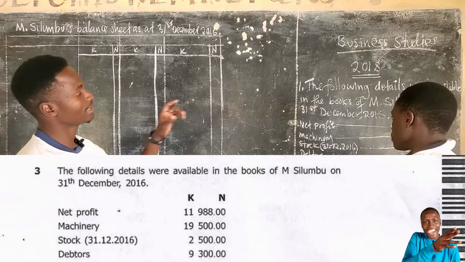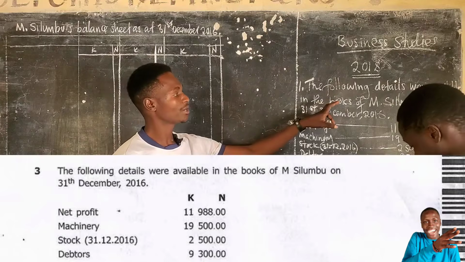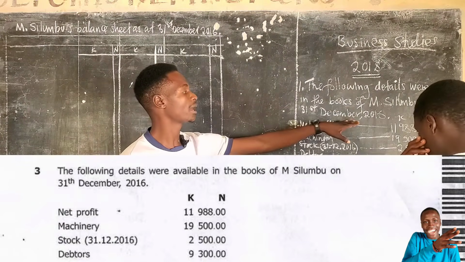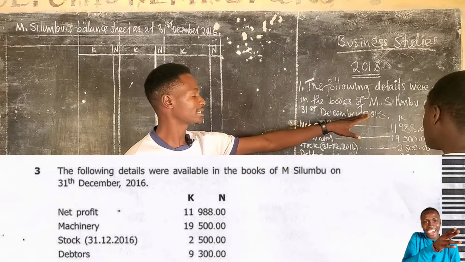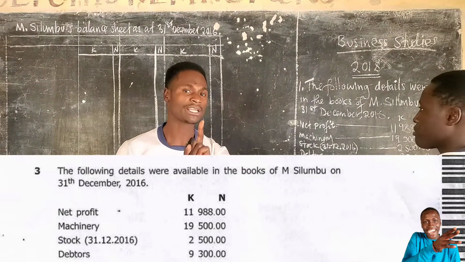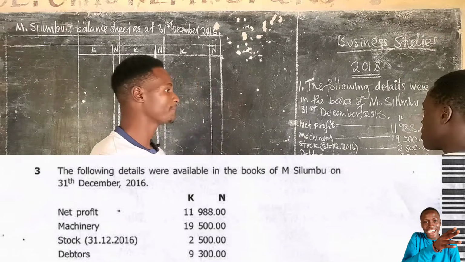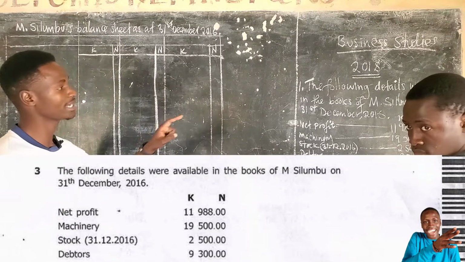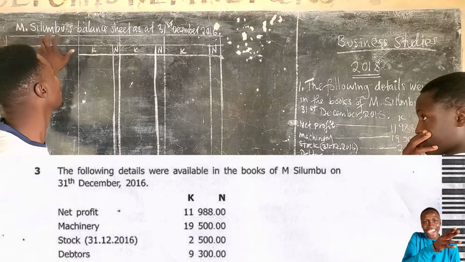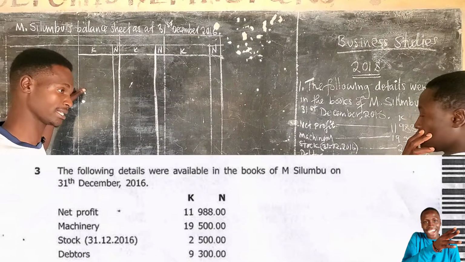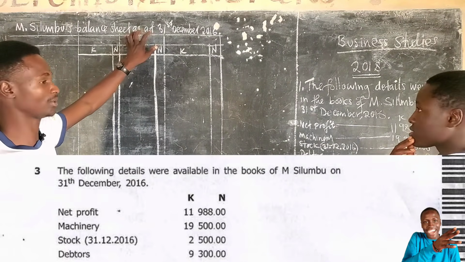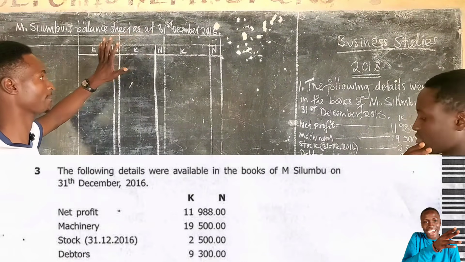Like I said, this is the question. The following details were available in the books of M. Silumbu on 31st December 2016, and we have these items. The title is very, very important, and the title says the name of the person is M. Silumbu. This should start with the name of the person or company, and it is prepared as at, not for the year ended or ending.